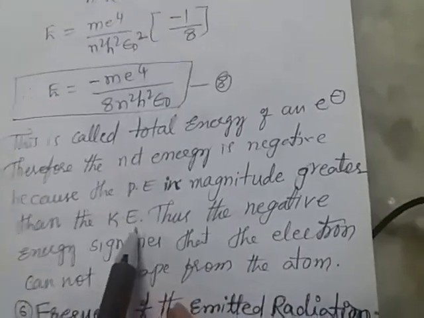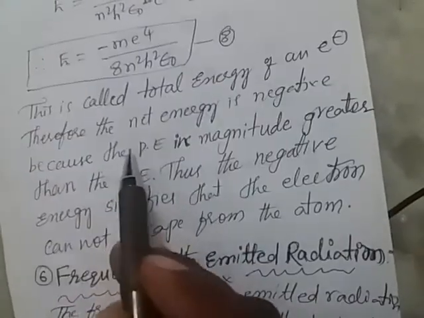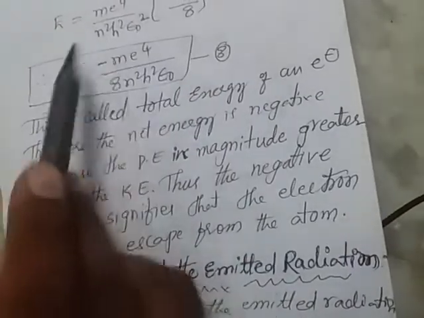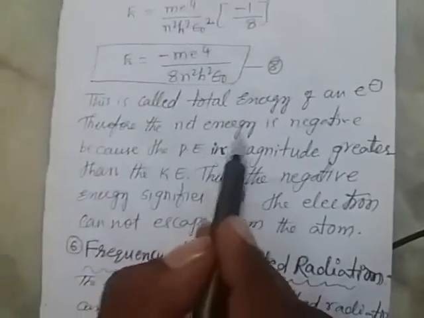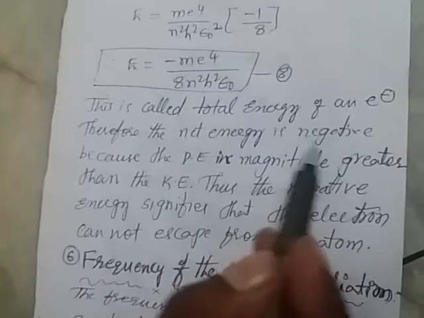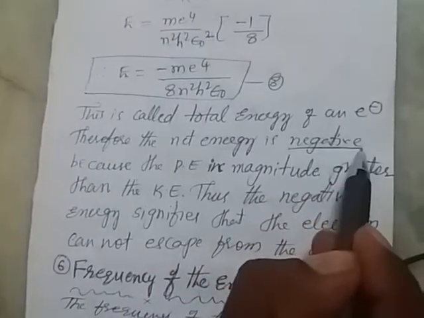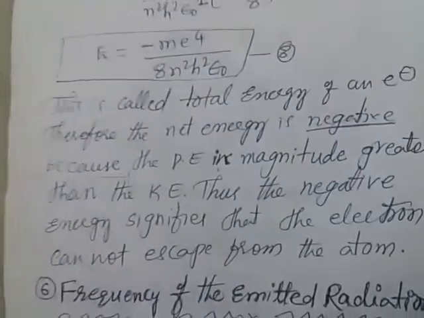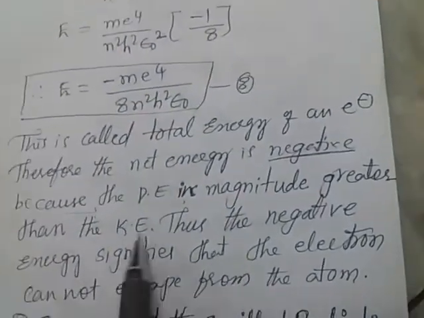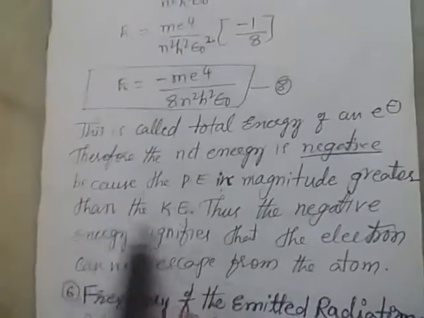the kinetic energy. What is the main condition here? Why have we taken the negative sign here? Why does it come? Therefore the net energy is negative. Net energy is negative. Why? Because the potential energy in magnitude is greater than the kinetic energy. This is the main concept here.